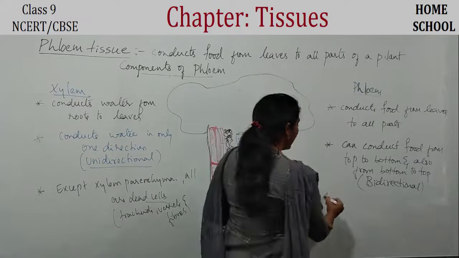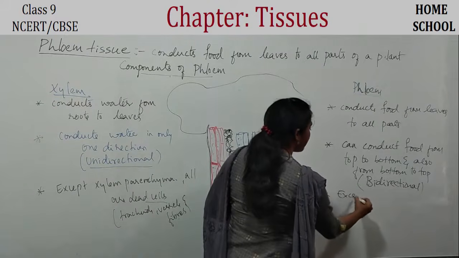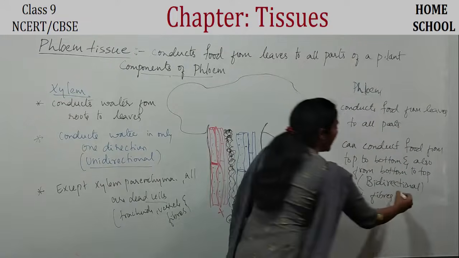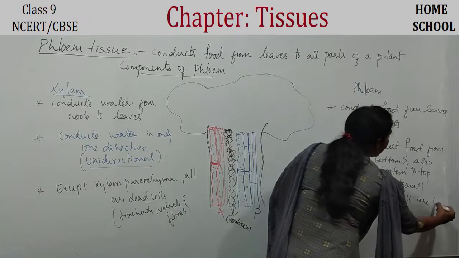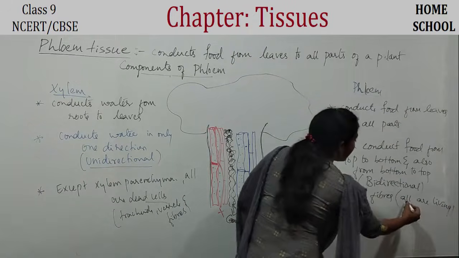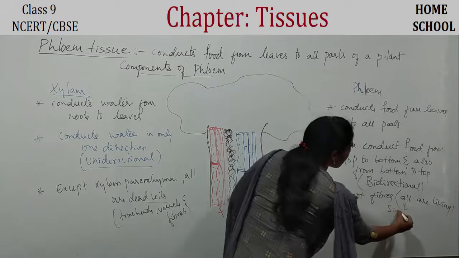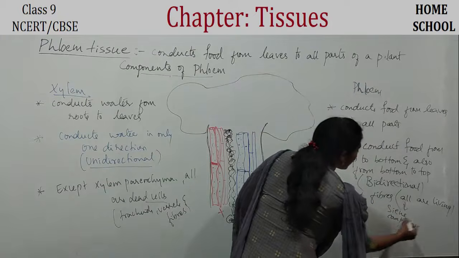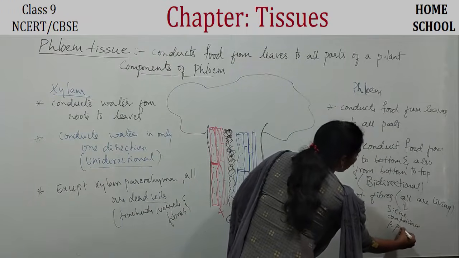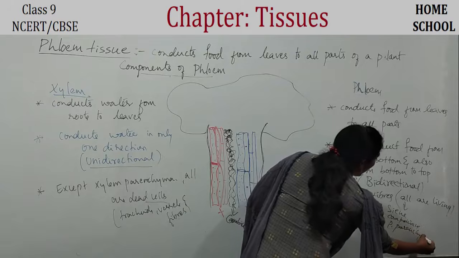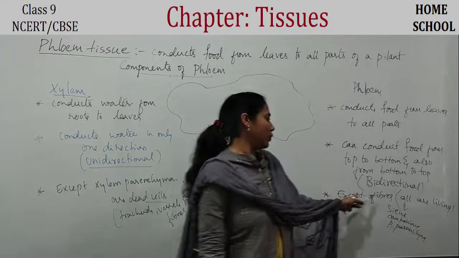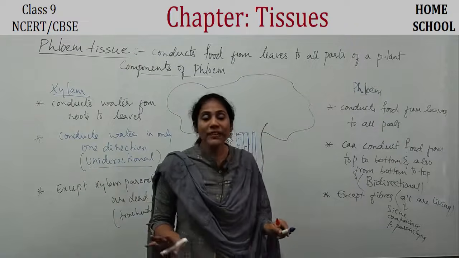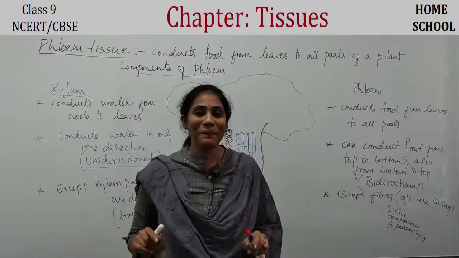And here, except fibers, except phloem fibers, all are living. All in the sense who? Sieve tubes, companion cells, and also the phloem parenchyma. All the three are living, but the phloem fibers are dead. So these are the major differences between xylem and phloem you have to remember, right?